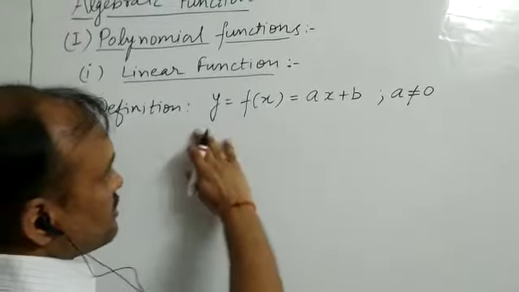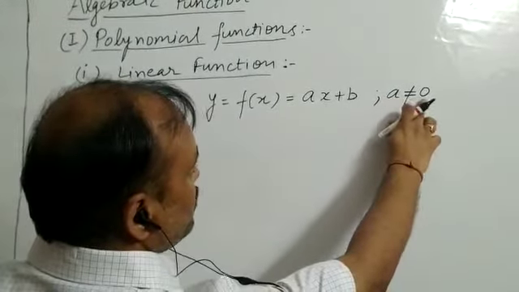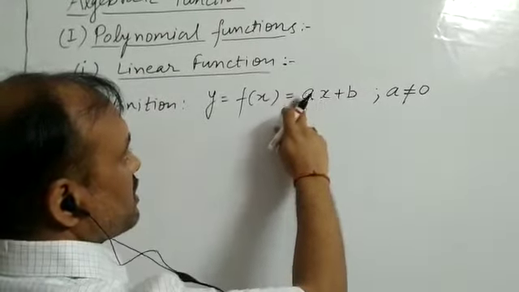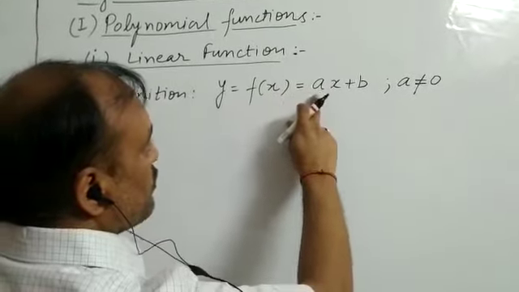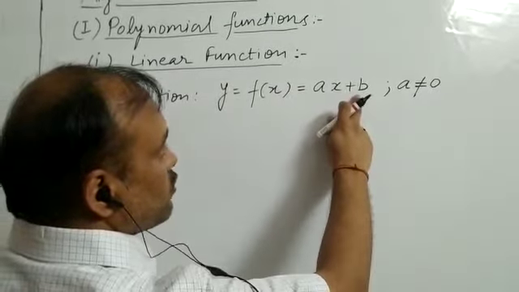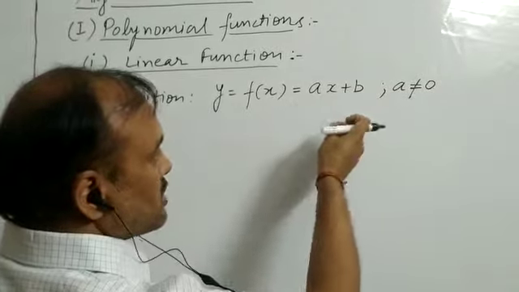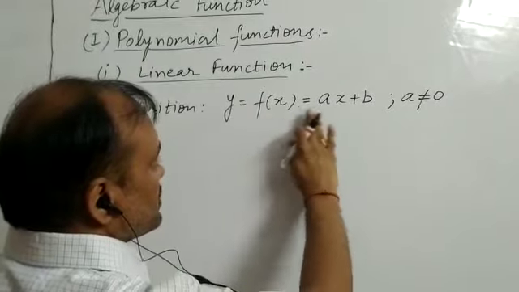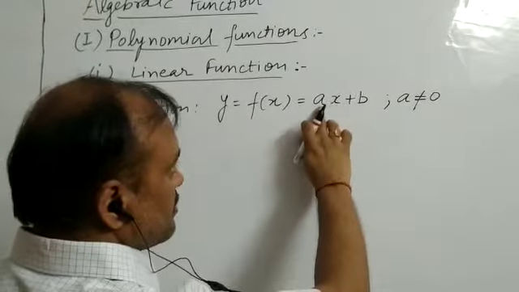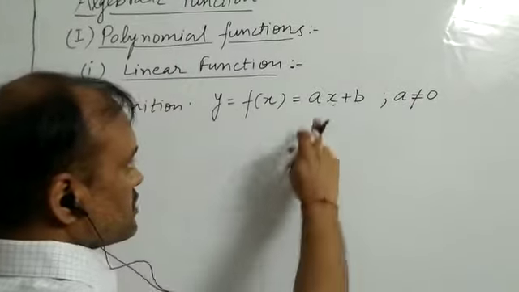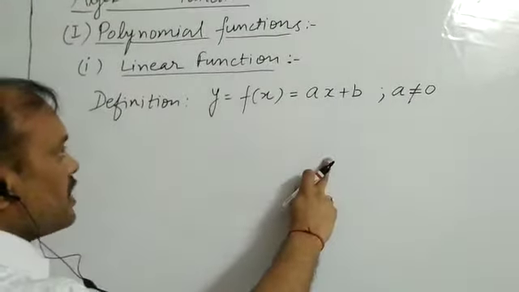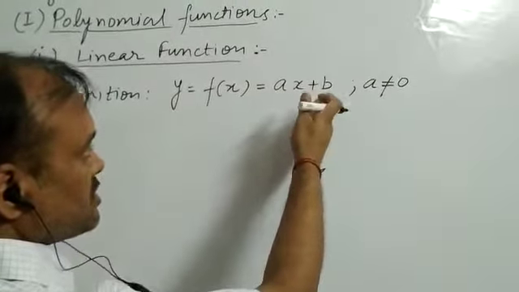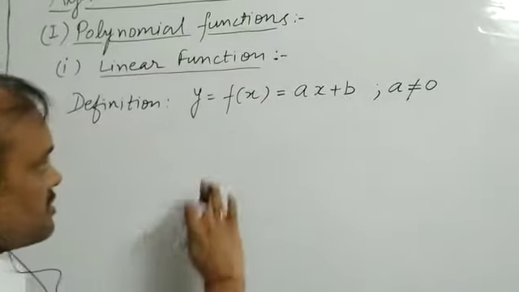Now see, this is the definition. Why a not equal to 0 in the definition? Because if a becomes 0, then this whole term will vanish and the function y equal to f(x) will be equal to b. b is just a constant. Such a function is called a constant function. So for this function to be a linear function, x has to be there, and that's why a is not equal to 0. Coefficient of x is not equal to 0. Although b can become 0, a and b are real numbers, but a is not equal to 0. This is the definition.